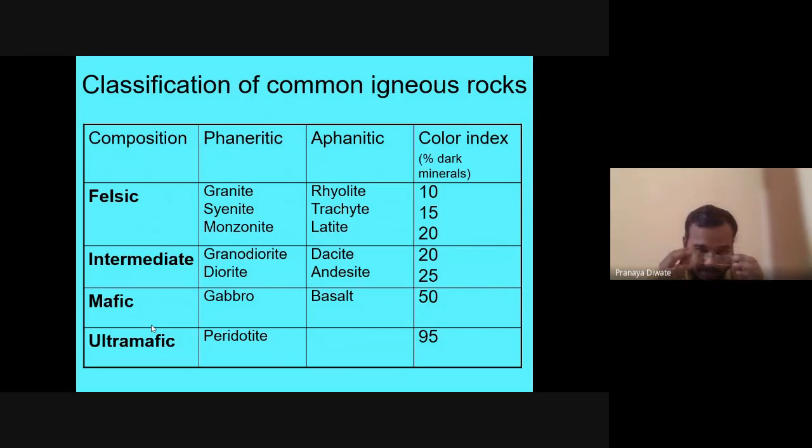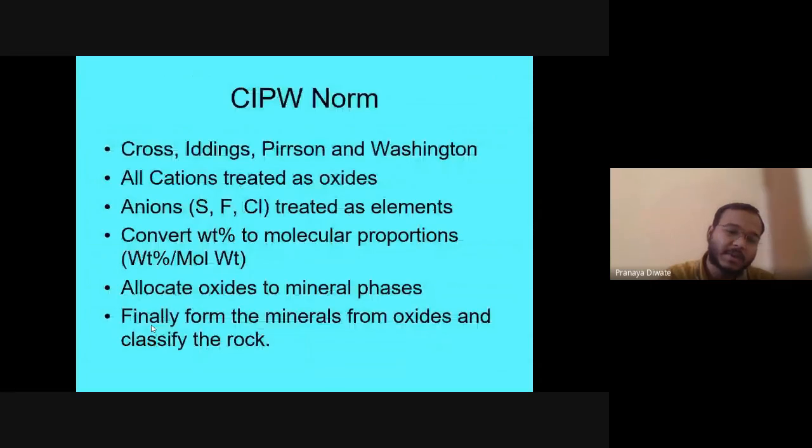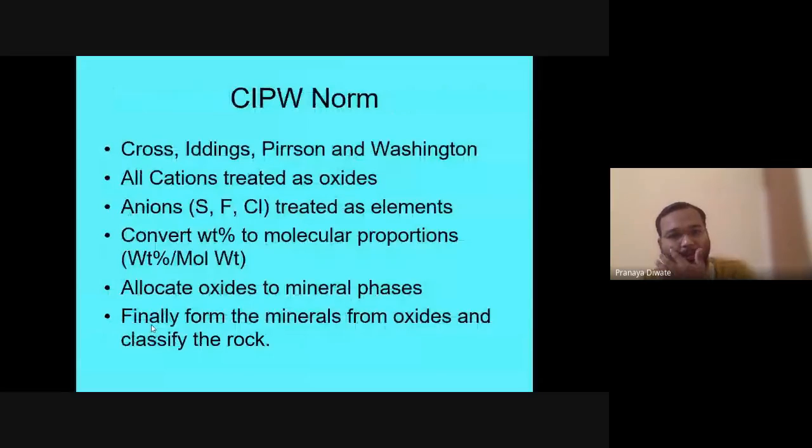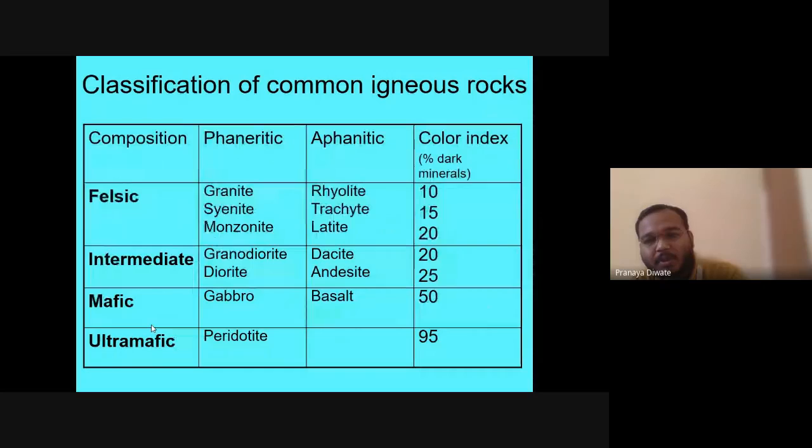On the basis of this classification schema, we give a different kind of classification to the rock. So the granite and rhyolite, which are equivalent to each other, can be useful for this classification. You can see acidic, intermediate, mafic, and ultramafic. So the classification of common igneous rock depends upon their mineralogical composition.